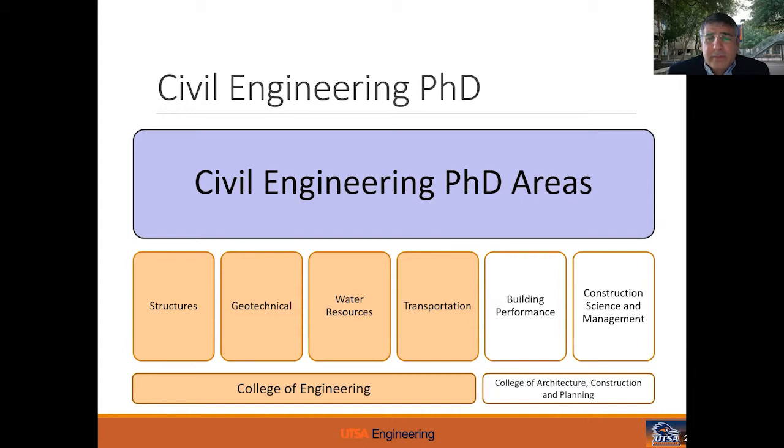And those are building performance and construction science and management. So when you apply for a PhD program in civil engineering, you're going to have to choose a track, and in your statement of purpose, preferably give your expertise and your plans for the particular track that you're seeking to pursue. Next slide, please.